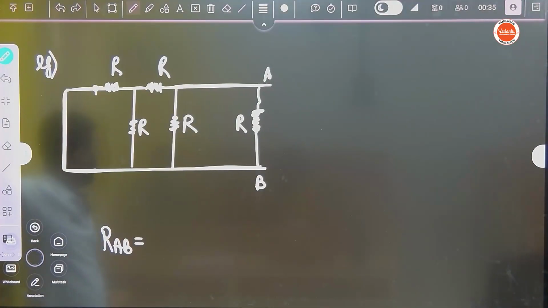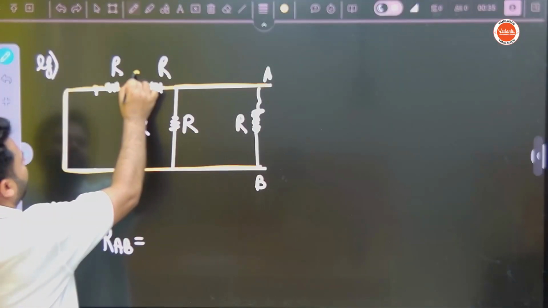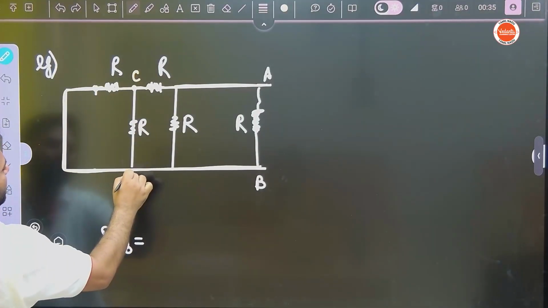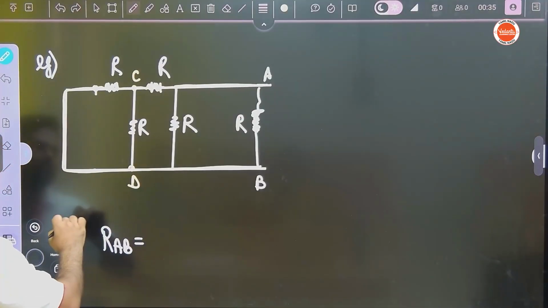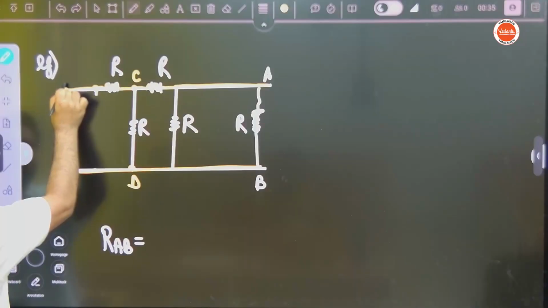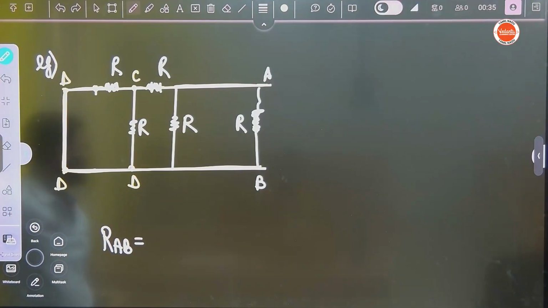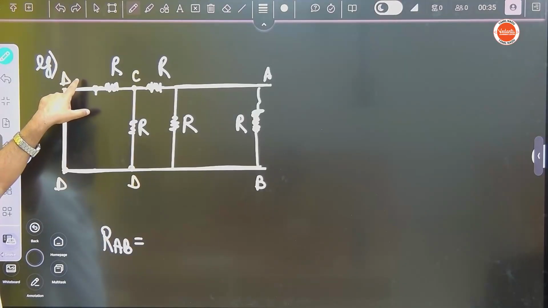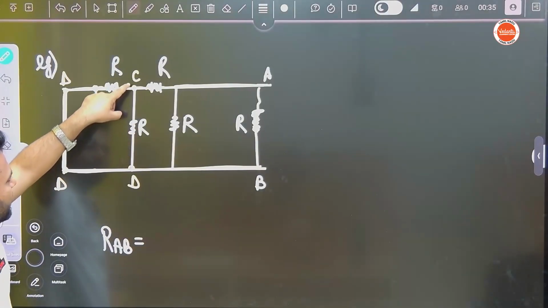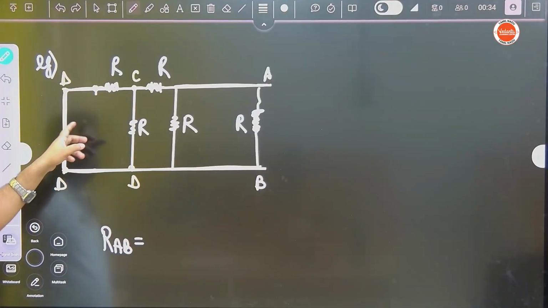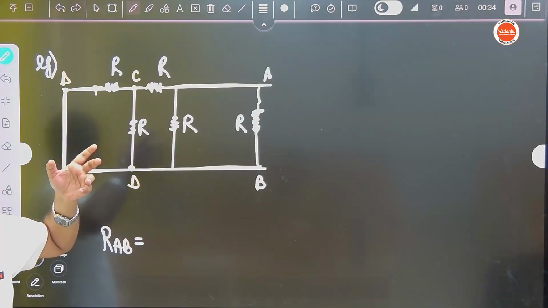If you are having confusion whether they are in parallel or not, you name any point. Suppose this is C. This point potential is C. This point potential is D. So if it is D, this is also D. So this resistor is between C and D, potential difference C and D. This resistor also has potential difference C and D. So they are in parallel. So R and R parallel, R equivalent will be R by 2.